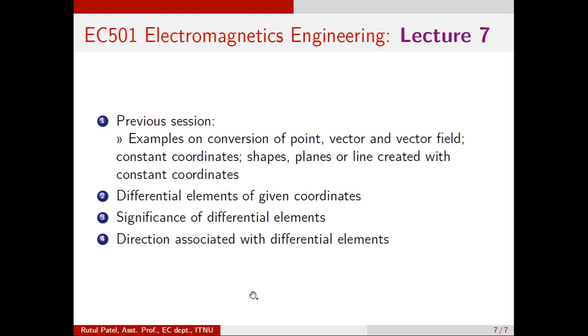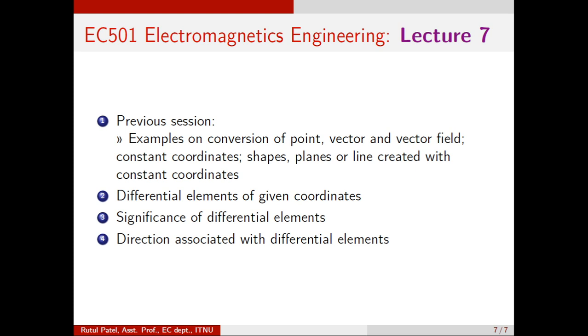Hi, so in this course of electromagnetics engineering, so far we have seen conversion of points, the representation of vector fields, and constant coordinate systems, shapes, planes or lines which are created with this kind of constant coordinates. Now, after generating or identifying these constant coordinates, we come to a kind of shapes.